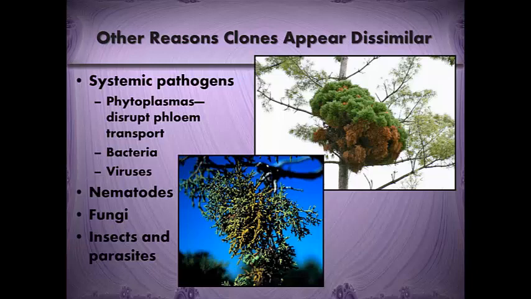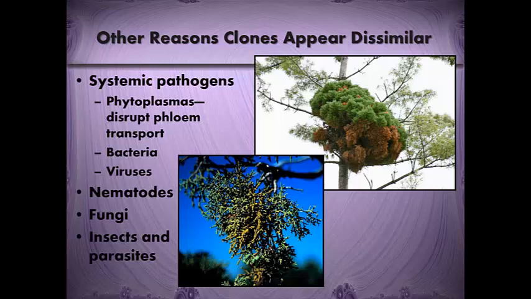Some examples of systemic pathogens like this would be bacteria, viruses, and phytoplasmas, which are just a small bacteria-like organism. They disrupt phloem transport, which means they're disrupting the transport of sugars within the plant. All of these can cause your clones to appear dissimilar. Also nematodes, which are just a very small worm that lives in the soil that can damage your plant. They are a pest. Fungi, insects, and parasites.